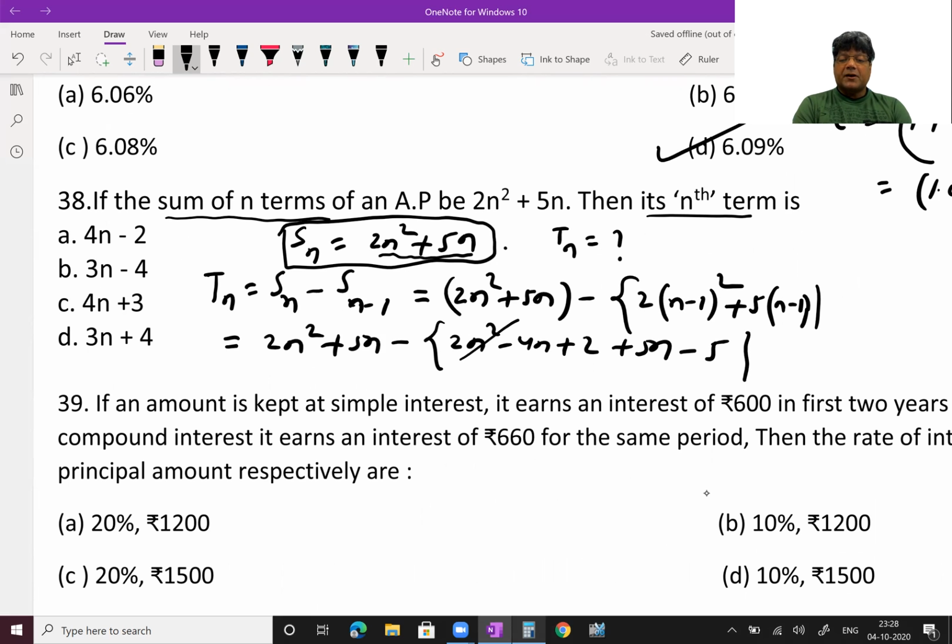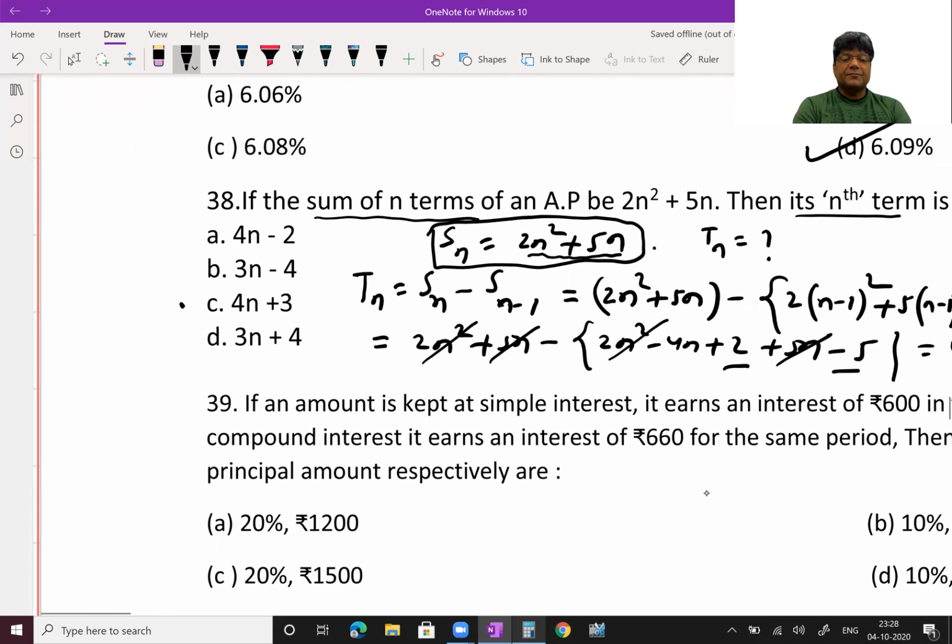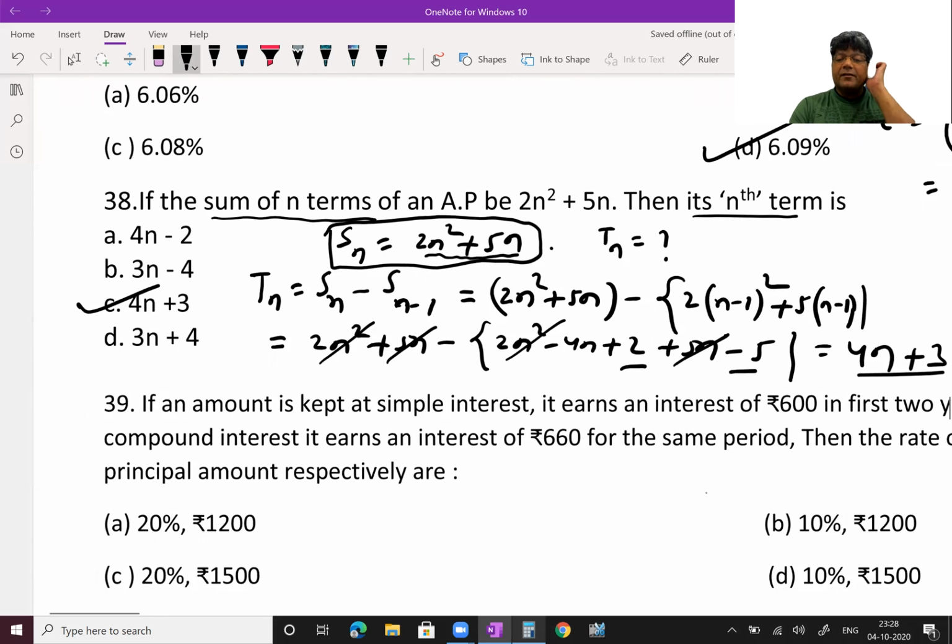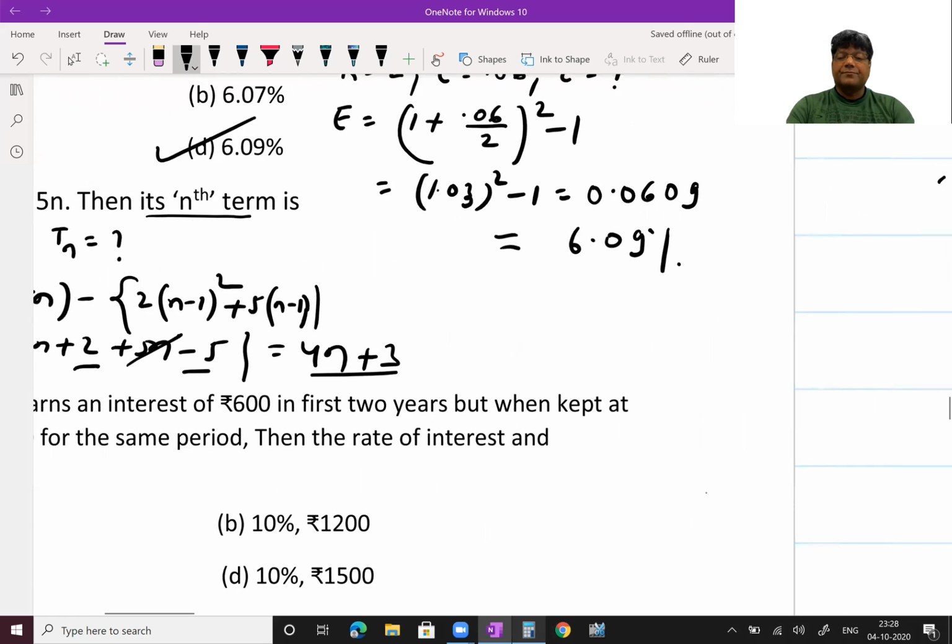So see, minus 2n square plus 2n square gone. Now minus 5n and plus 5n will be gone. So what is remaining? Minus minus plus 4n, and inside the bracket 2 minus 5 is minus 3, but outside is minus, so it will be plus 3. 4n plus 3 is the answer, which is option C. Otherwise, you can do it by option hitting also.